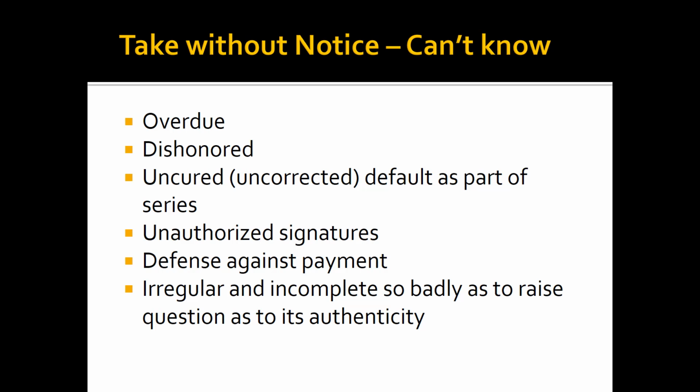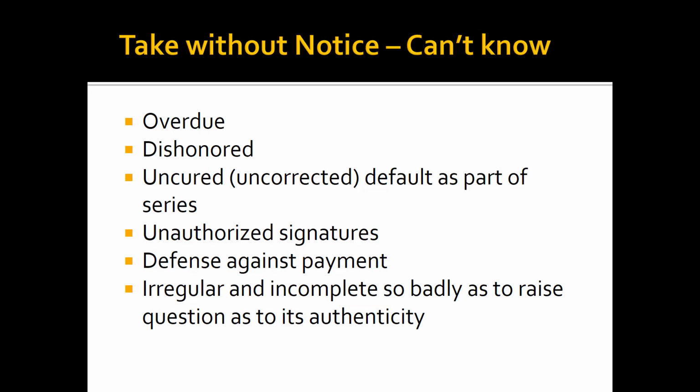Okay, you can't know that it is overdue, and that's very often, you look at the date, you look at when you're getting it, that it's been dishonored. Big one here is, is it stamped? Does it say on it dishonored? Is it an uncured default, or is it part of a series? Not something to worry about. Do you know of unauthorized signatures on it? Do you know that there are defenses against payment against it? Or do you know that it's so bad that nobody reasonably would take it?